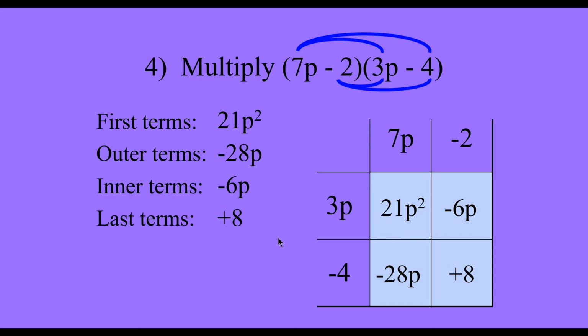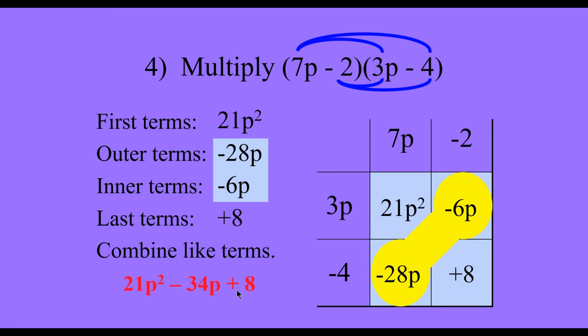Are we done? Of course not. I still have to combine like terms. Using my fancy highlighter, I notice I have a negative 6p and a negative 28p, which will give me a negative 34p, thus making my answer 21p squared minus 34p plus 8, which is the trinomial answer to the question, what happens when you multiply 7p minus 2 times 3p minus 4?